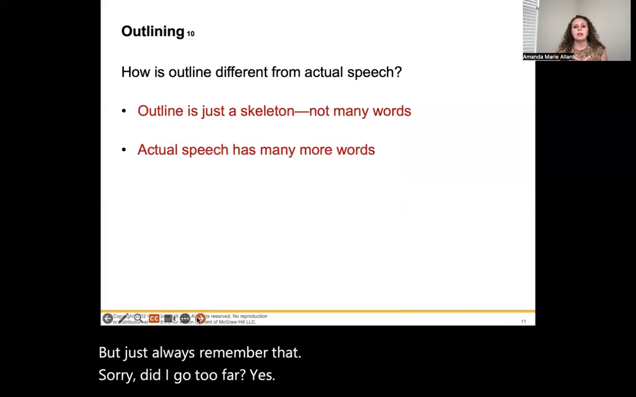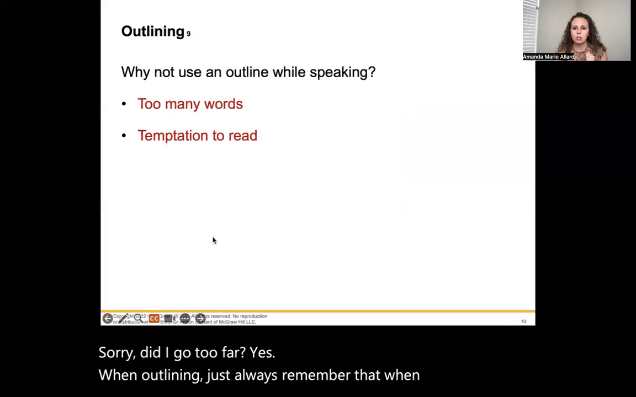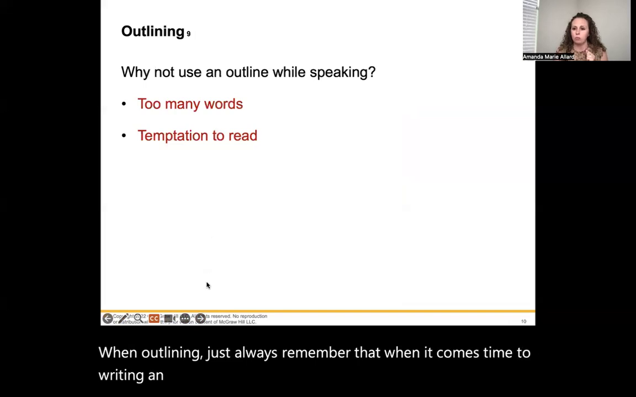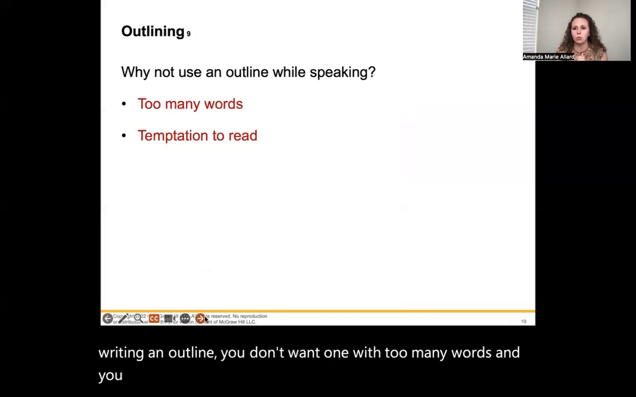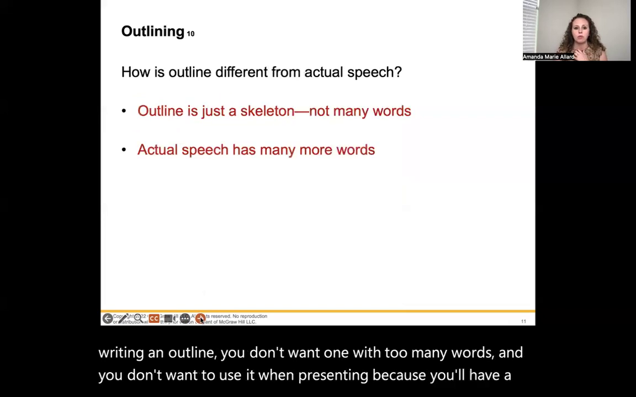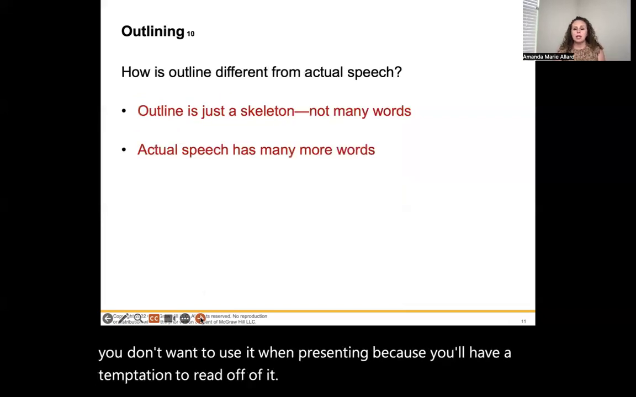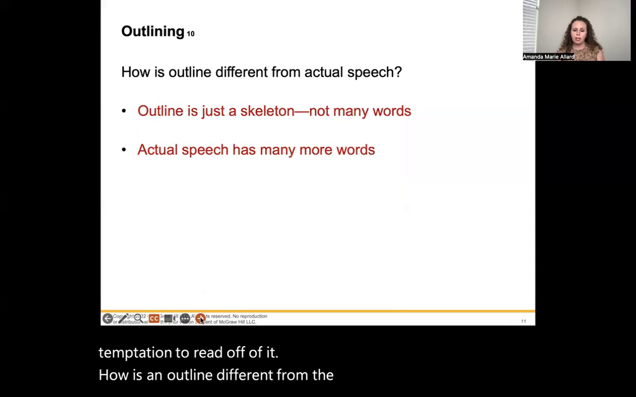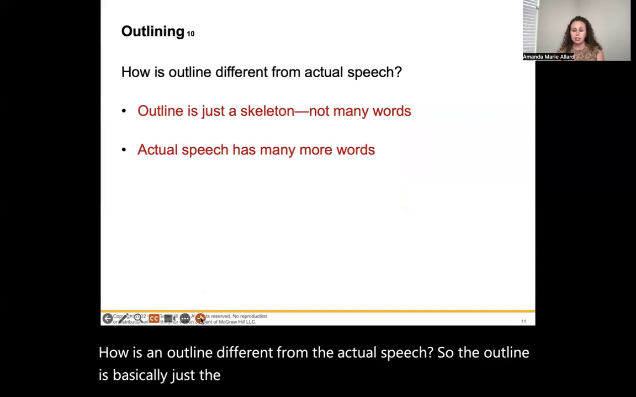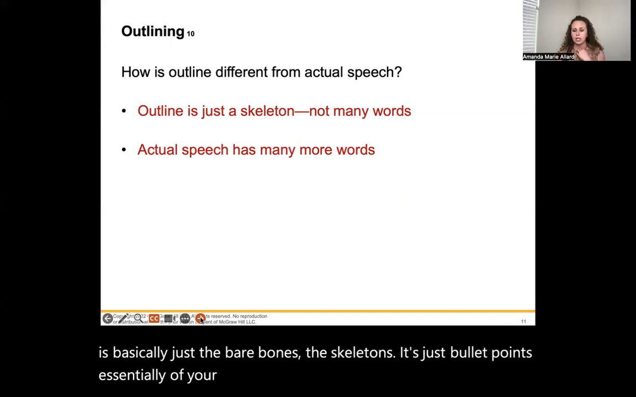When outlining, always remember that when it comes time to write an outline, you don't want one with too many words, and you don't want to use it when presenting because you'll have a temptation to read off of it. How is an outline different from the actual speech? The outline is basically just the bare bones, the skeleton. It's just bullet points of your ideas and what you want to say.